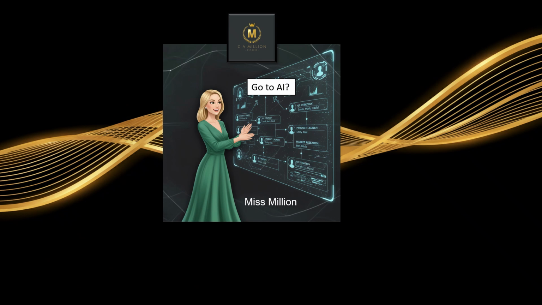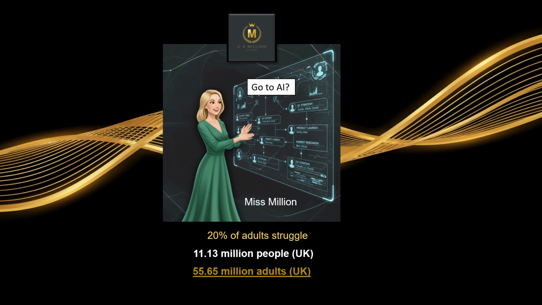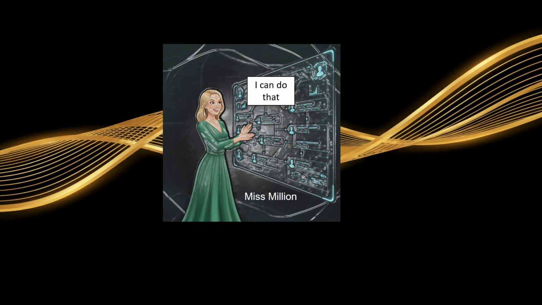Okay, many of us now can go to AI, which I love, by the way. Obviously, you know I'm using AI by just looking at this image, but we want to know how to do it for ourselves, because obviously this is the fact of the matter. 20% of us adults struggle with percentages. That's 11.30 million people in the UK, broken down to 55.65 million adults that struggle. That is the 20% of the 11.13. We struggle with percentages. So let's take away that figure and make sure that we become stronger.